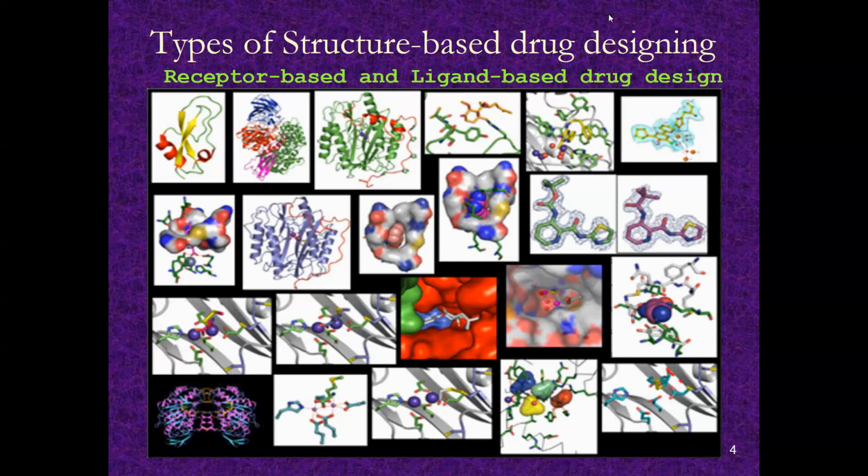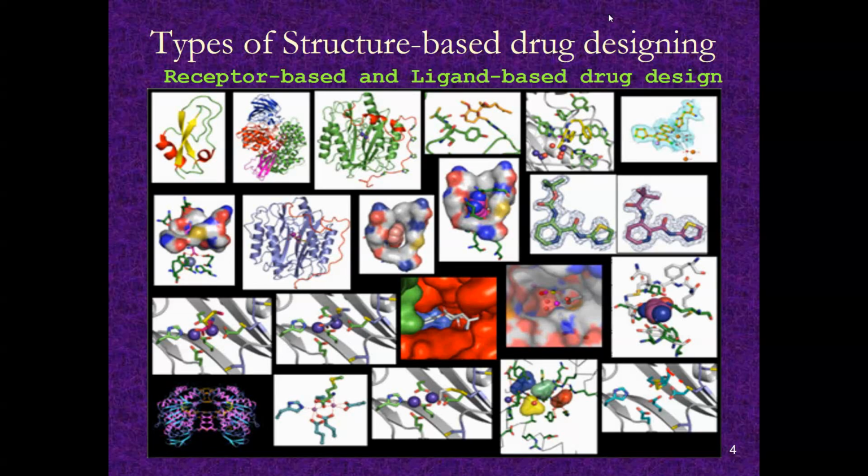Okay, then this diagram is showing us the receptor-based drug design cycle. It can also be called the protein structure-based drug design cycle. So this is the first step in the receptor-based drug design, or protein structure-based drug design. The second step, third step, fourth step, and fifth step.